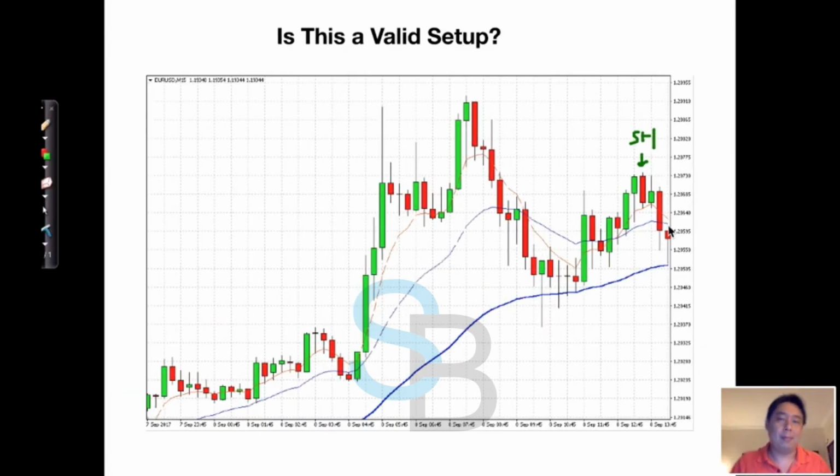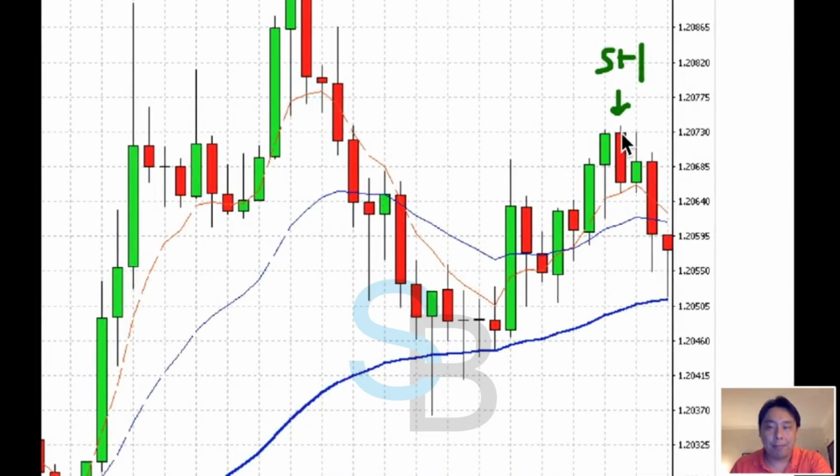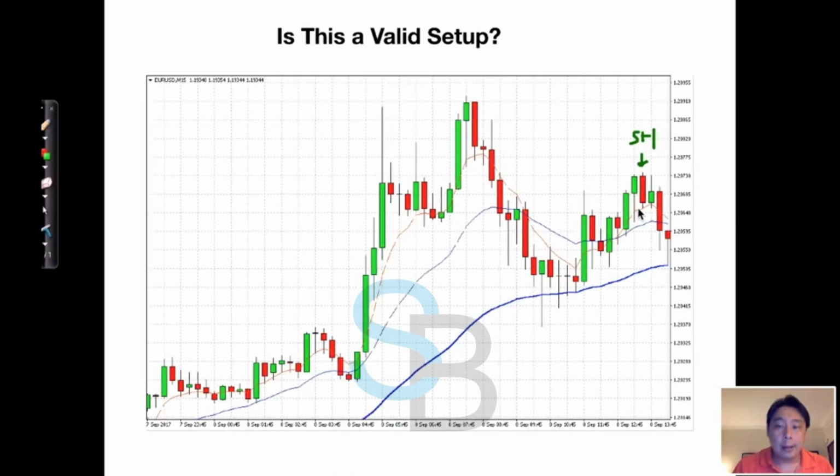Yes or no? I hope you said no. It is not a valid setup. Why? Because remember, this cannot be the swing high. It cannot be the swing high because the swing high has to come right at the cross or right after the cross, but not any later. In this case, the cross was here, so this has to be the swing high or this has to be the swing high. But in this case, the next candle made a higher high, so this is no longer the swing high. So it's not a valid trade. Make sense? Right after this candle, we had to have a pullback or an inside bar for it to be a valid setup. So that's not a valid trade.